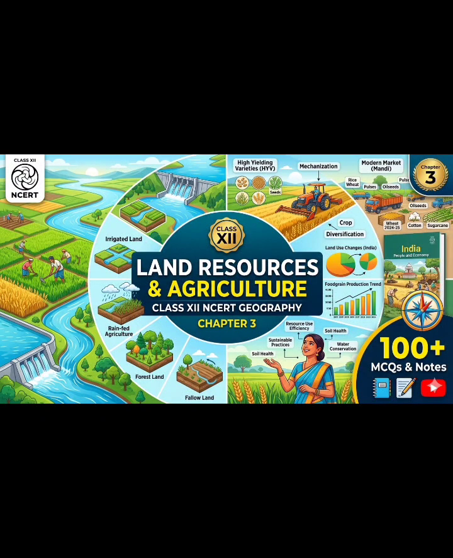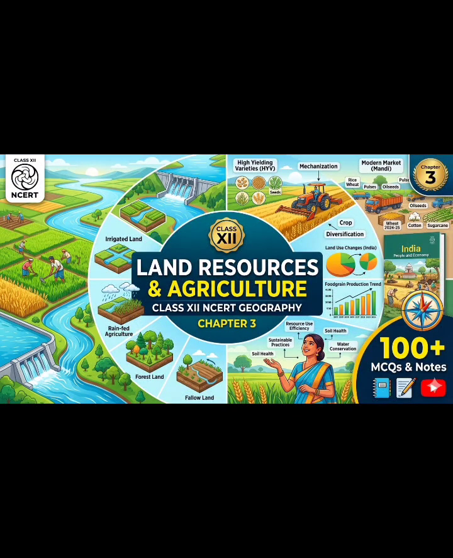Next point, land use categories. Land use records are maintained by the Land Revenue Department. The land use categories add up to reporting area, which is somewhat different from the geographical area. The Survey of India is responsible for measuring geographical area of administrative units in India. Have you ever used a map prepared by Survey of India?